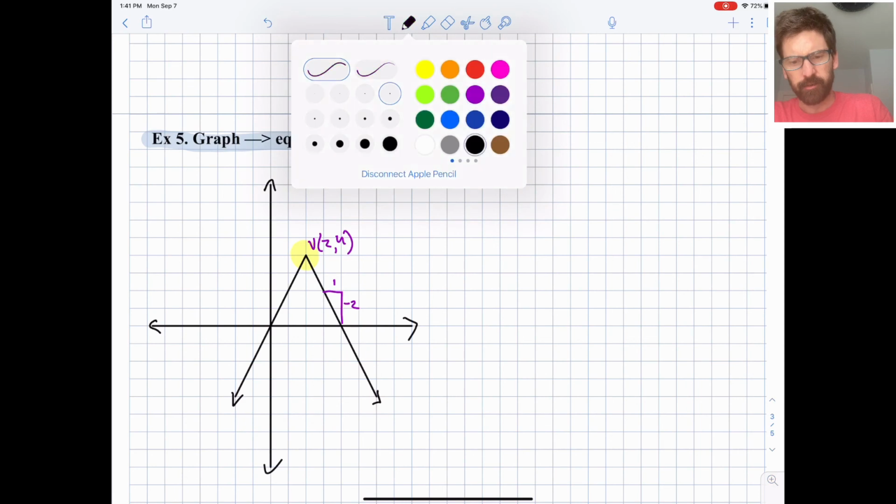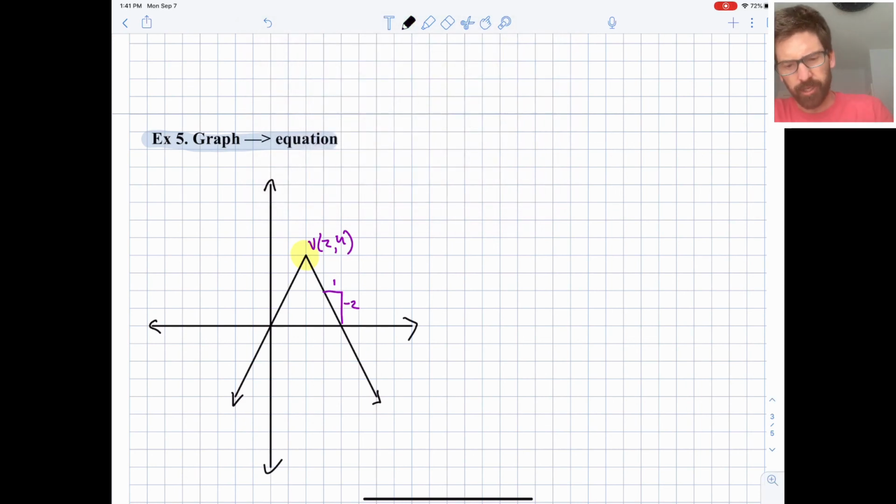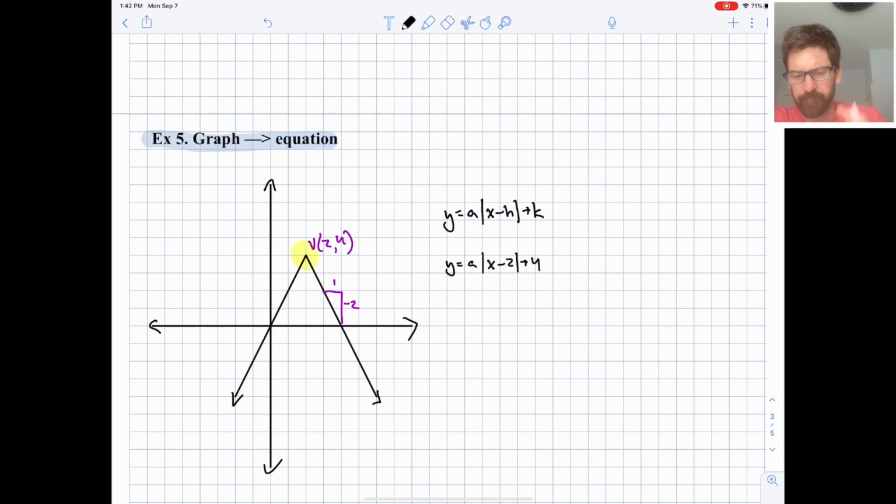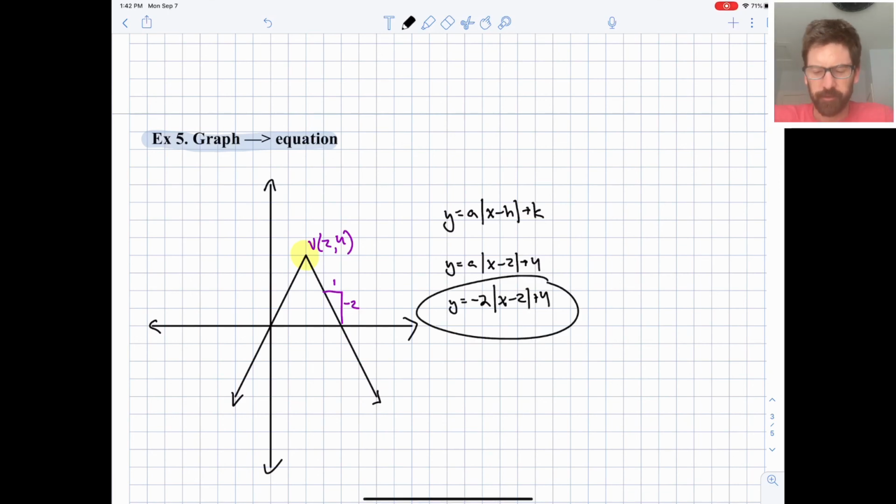So we can go ahead and plug those pieces into our equation. We have y equals a times the absolute value of x minus h, then plus k. So we can throw in our vertex first. Y equals a times the absolute value of x minus 2, and then plus 4. And then it looks like the slope of that arm is a -2, and we can tell that it's been vertically flipped. So that confirms that we have a -2 for a. And that would be our final outcome for that guy right there.